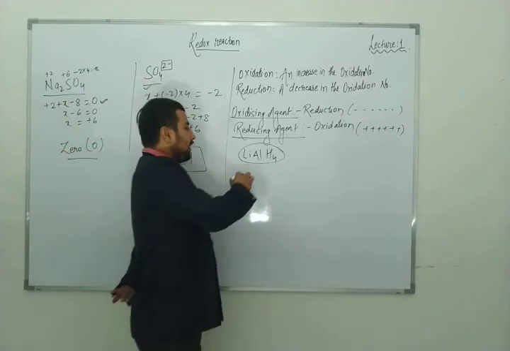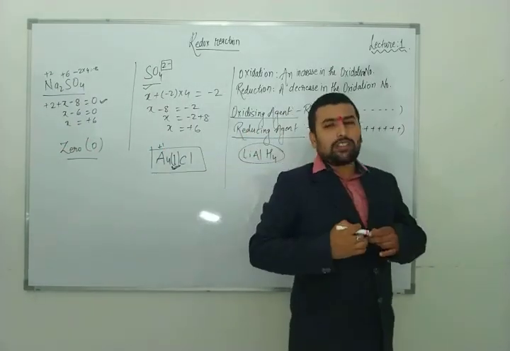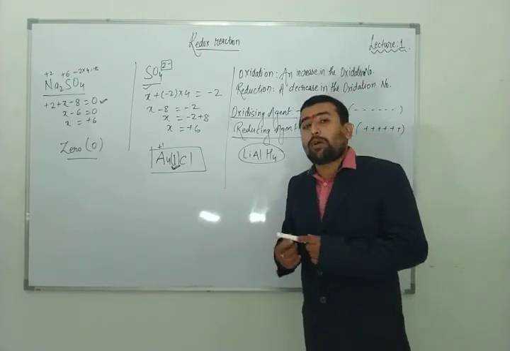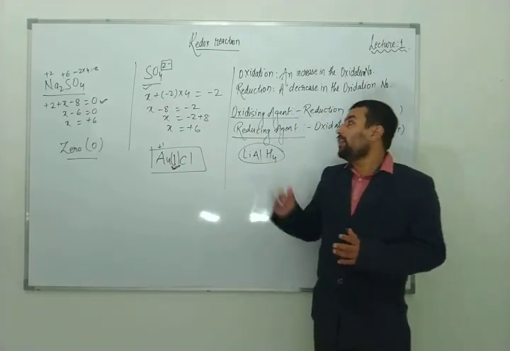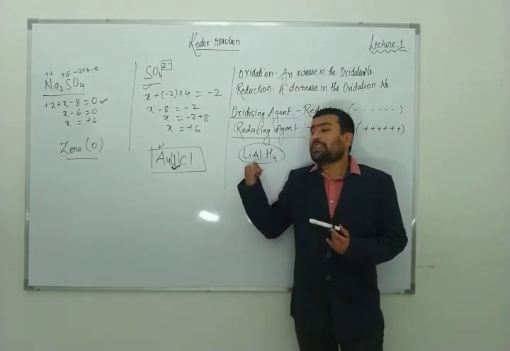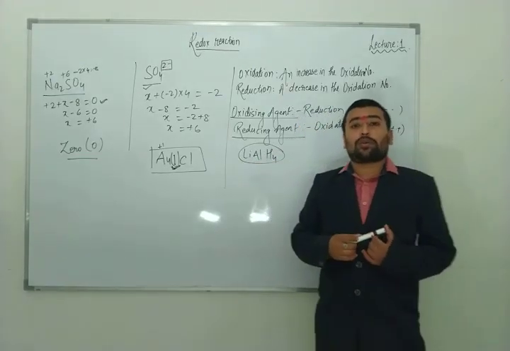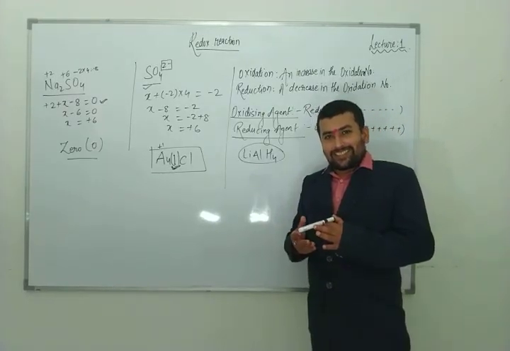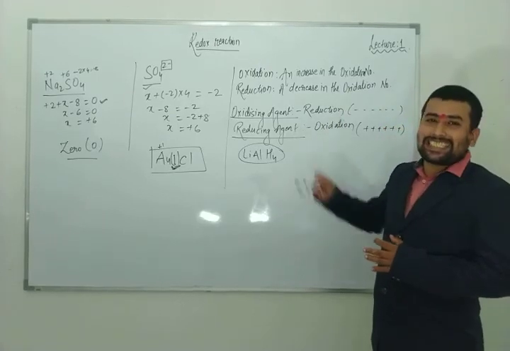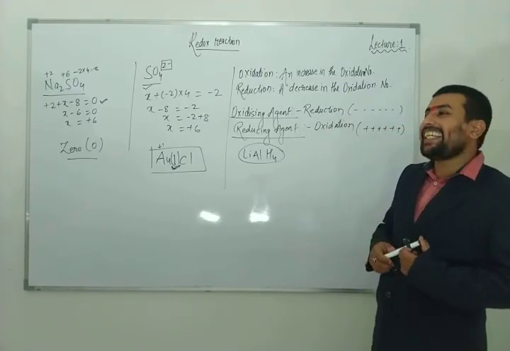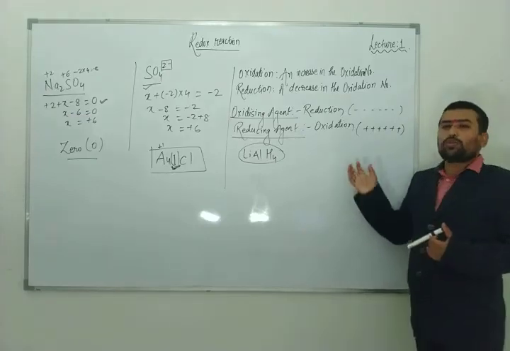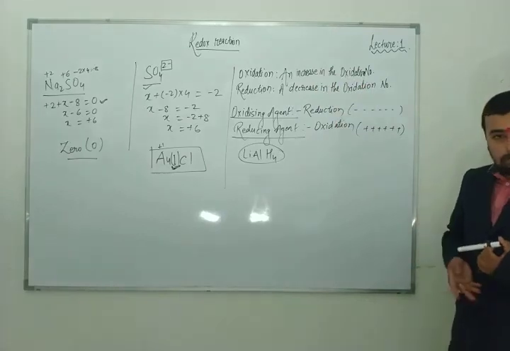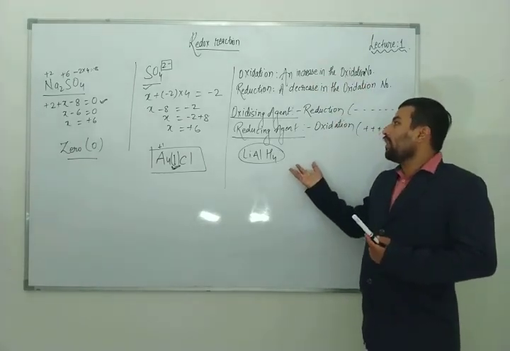Lithium aluminum hydride is a compound, a reagent, which when it goes in a reaction, especially when we study organic chemistry, at that time we will learn what the uses of this reducing agent and of the oxidizing agent are. These reagents increase the oxidation state. Increasing the oxidation state, from +2 to +3, means losing of electrons, or you can say an increase in the oxidation number. So that's called reducing agent and oxidizing agent.